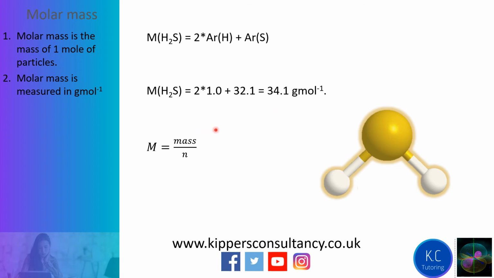By looking at the units of molar mass, we can see that it is calculated by taking the mass and dividing it by the number of moles. So I've created this equation here that says the molar mass is equal to the mass of the substance divided by the number of moles. So to summarize this slide, molar mass is the mass of 1 mole of particles, and it is measured in the units grams per mole.